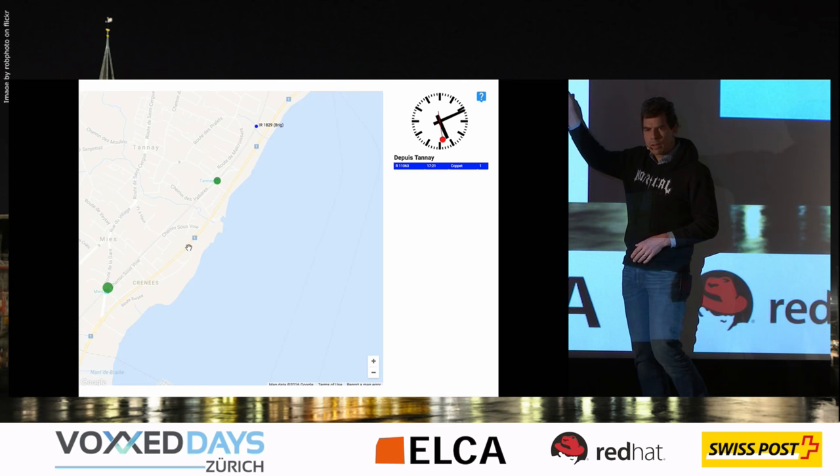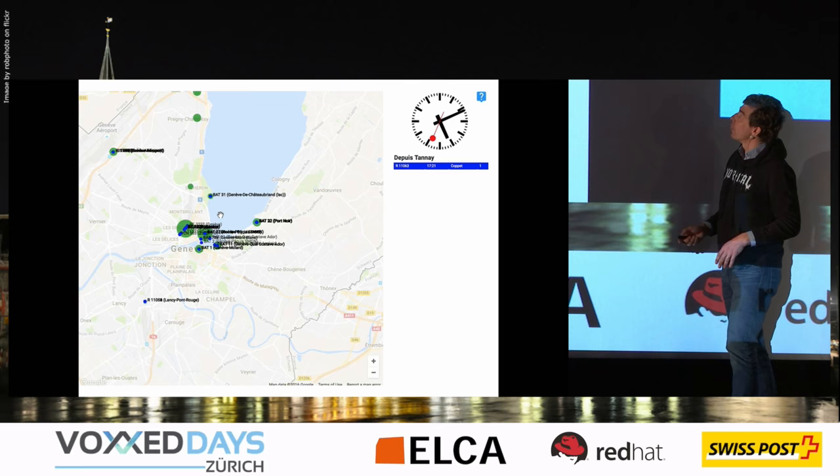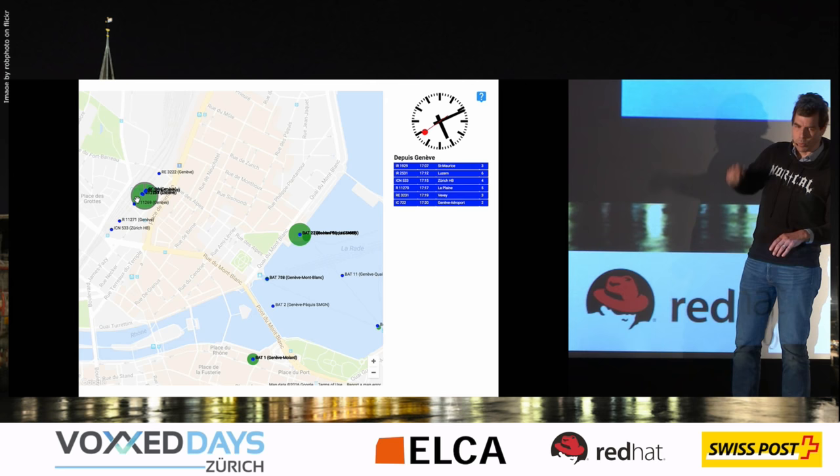If we mouse over a station, it will show us the next departures from that station, and so on. And just for fun, we also made the super cool Swiss mundane clock, because it's a nice piece of JavaScript to do.